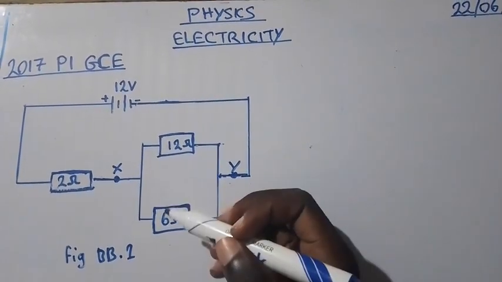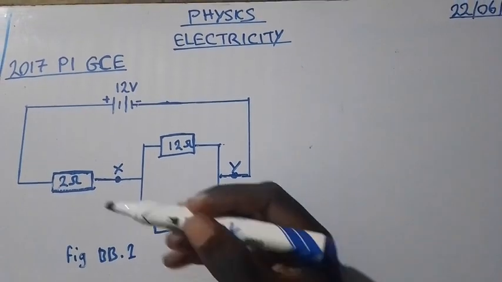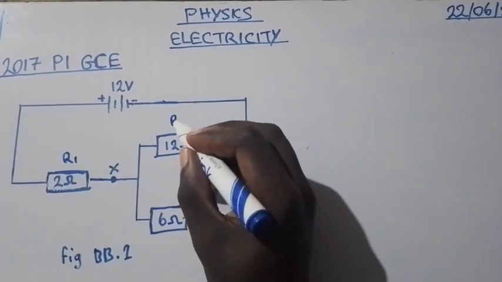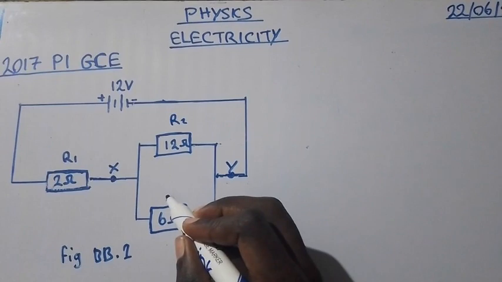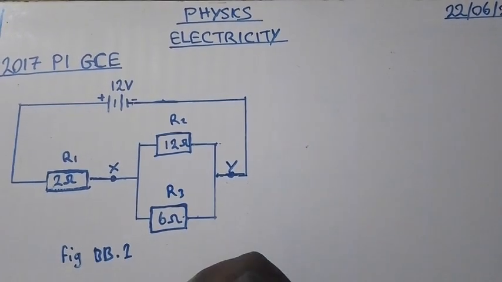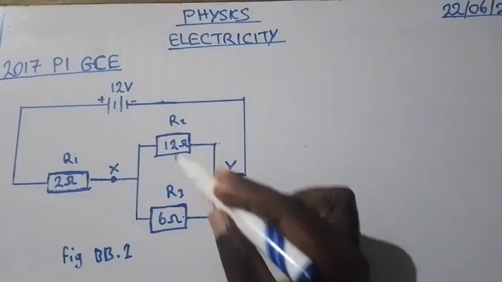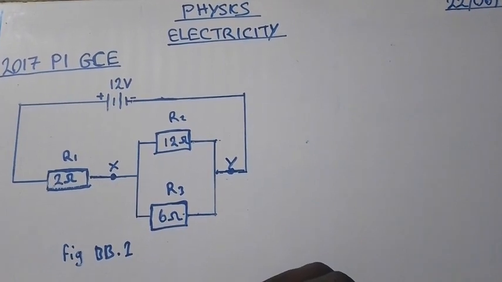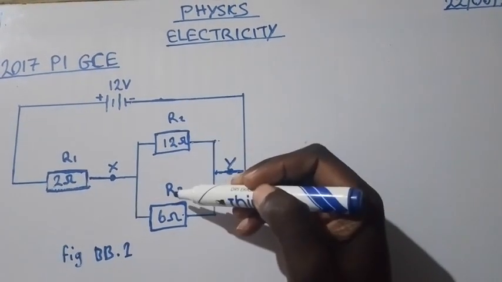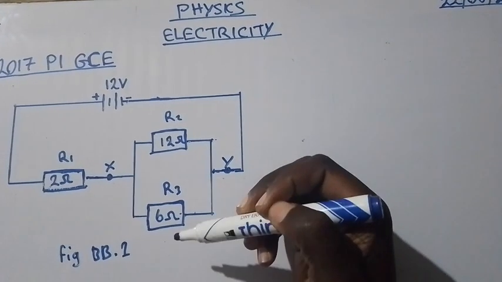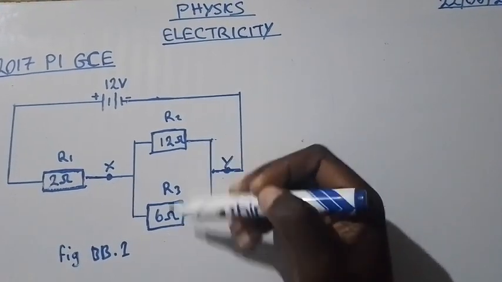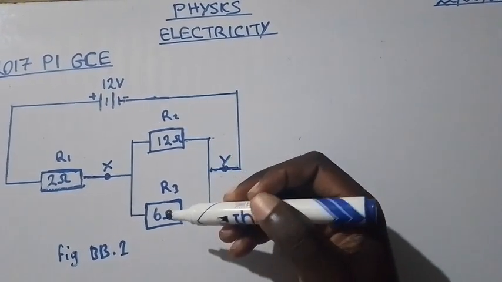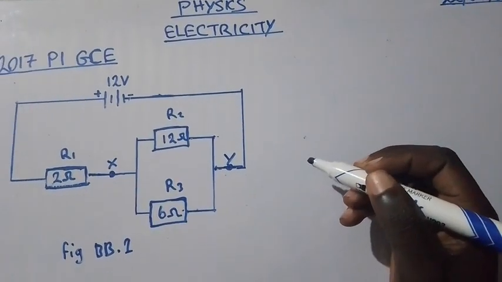So now, we are going to label the resistors that we have in the circuit. This one will be our R1, then this one will be R2, then this one will be R3. So we have resistor 1, resistor 2, and resistor 3. The one they want us to find the effective resistor or the combination of resistors for is R2 and R3. Now they are connected in parallel. So for the parallel connection, we have to apply this formula.